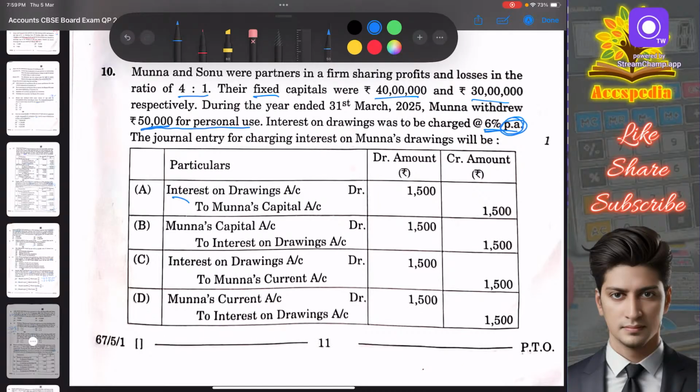See, here you can eliminate this, since Munna's current account should be debited. So this also you can eliminate. So you don't even need to calculate the value directly. See, this is the only entry which is correct: Munna's current account to interest on drawings. Since it is fixed capital, the current account has to be debited, not the capital account. So option D, 1,500.